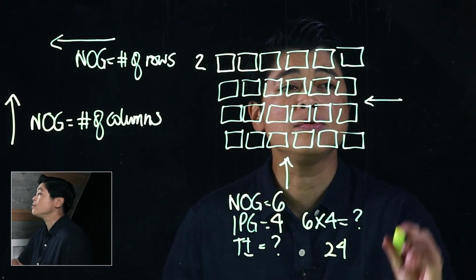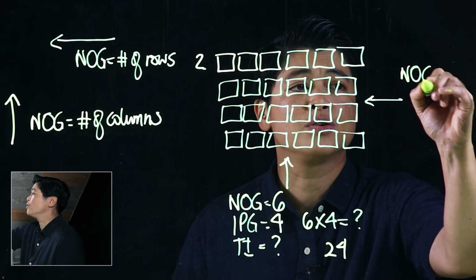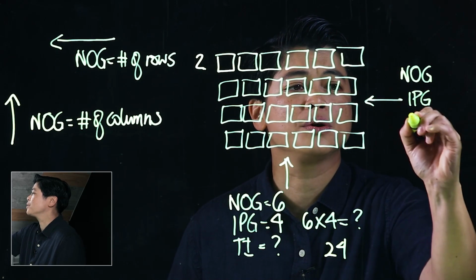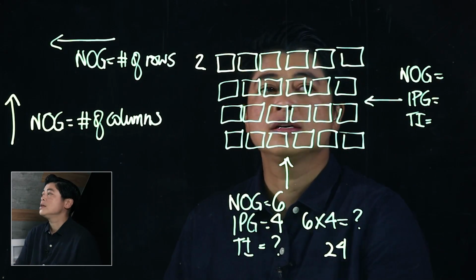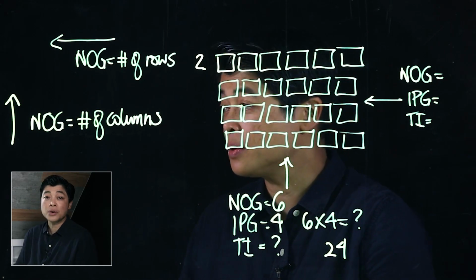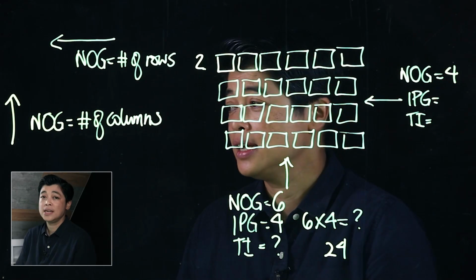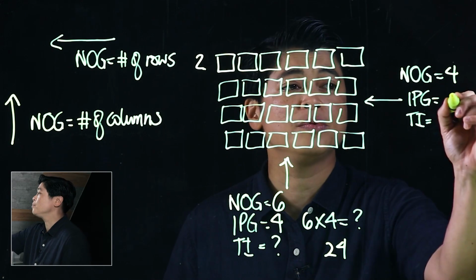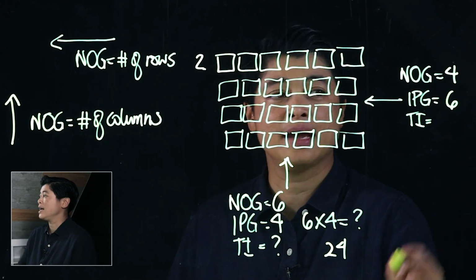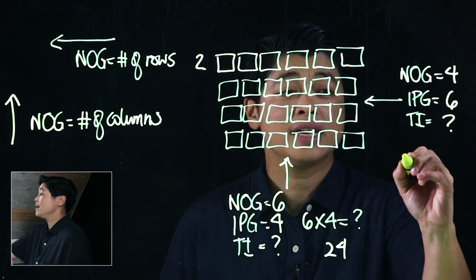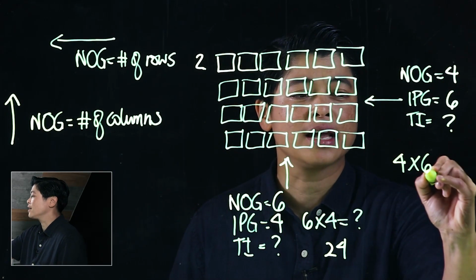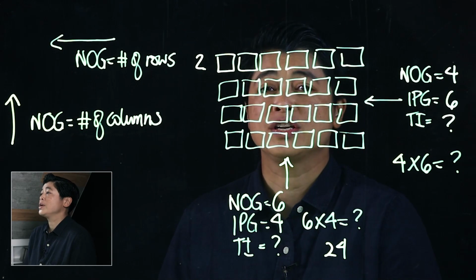But they also want us to do number of groups, items per group, total items on the row. So that means the number of groups will be 4 rows and the items per group will be 6 items and the total items will be question mark. So again, the equation will be 4 times 6 equals question mark.